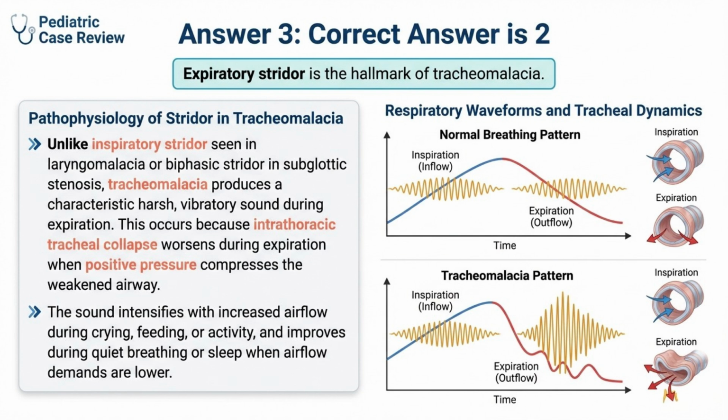Unlike inspiratory stridor seen in upper airway issues, tracheomalacia produces a harsh sound during expiration because intrathoracic tracheal collapse worsens when positive pressure compresses the weakened airway, as depicted in the respiratory waveform illustration.